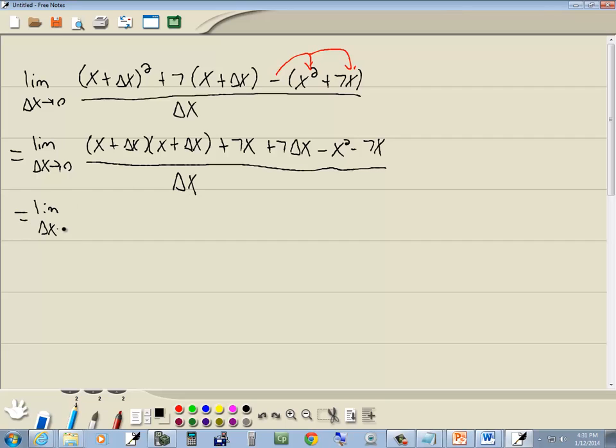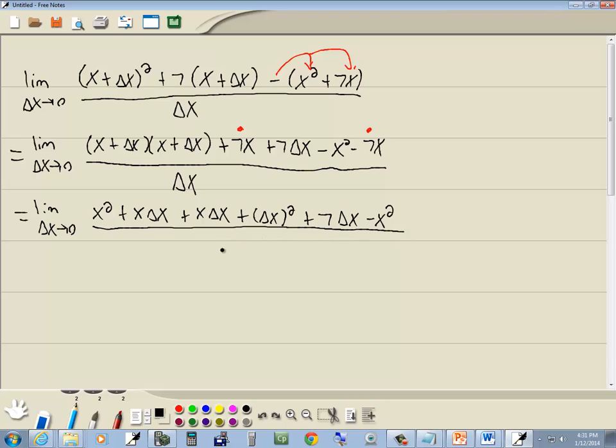So we got limit as delta x goes to 0. Here I'll multiply these together, FOIL them if you learned that technique. x times x is x squared. x times delta x is x delta x. Delta x times x is x delta x. Delta x times delta x is delta x squared. Now over here we got 7x minus 7x, that cancels, so I'll go ahead and drop that part. Plus 7 delta x minus x squared, all over delta x.